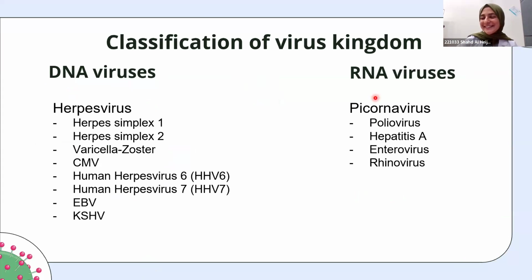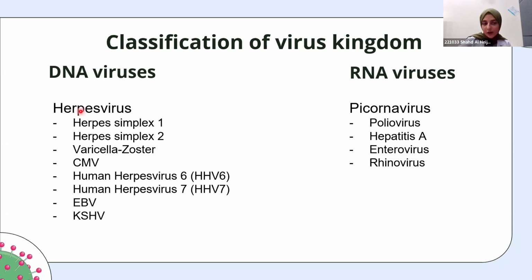So, classification of virus kingdom. Now we're going to talk about classification in different ways. Let's start by classifying into DNA and RNA. We said we have different viruses or different families under DNA and different families under RNA. The major family in DNA viruses is herpes virus. The major family in RNA viruses is picornavirus. This does not mean we do not have any other families. We still do, but those are the biggest ones.